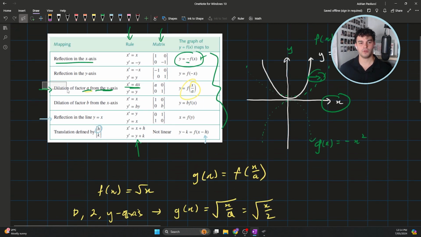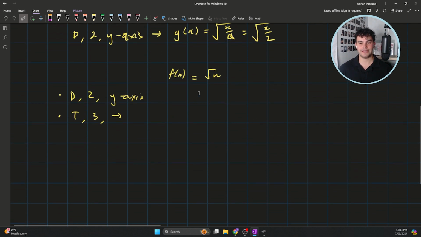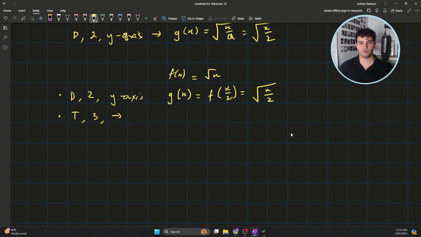So if we look at our table, dilation by a factor of a from the y-axis, how the equation changes is that we have f of x on a. So whenever we have x, we just replace it with x over our dilation factor. Our dilation factor in this case is 2. So therefore, what this is going to become is the image, I'm just going to label it as g of x, is equal to f of x on 2, which is just going to be the square root of x on 2 like that.